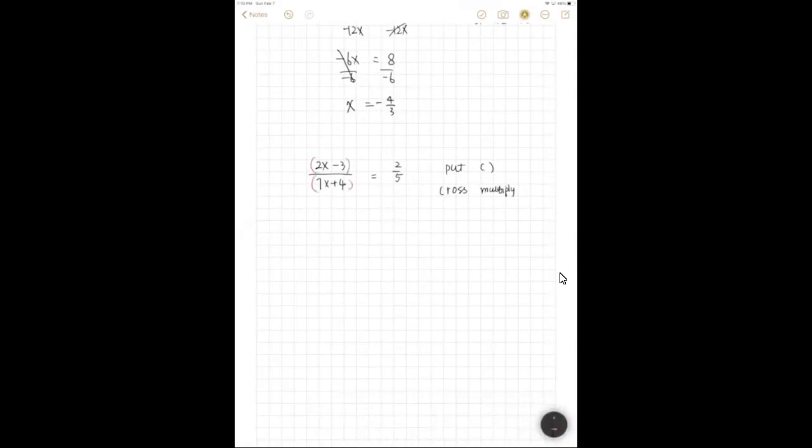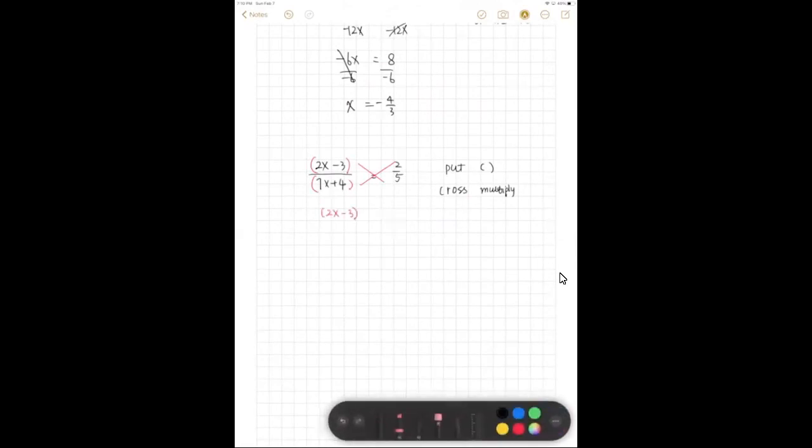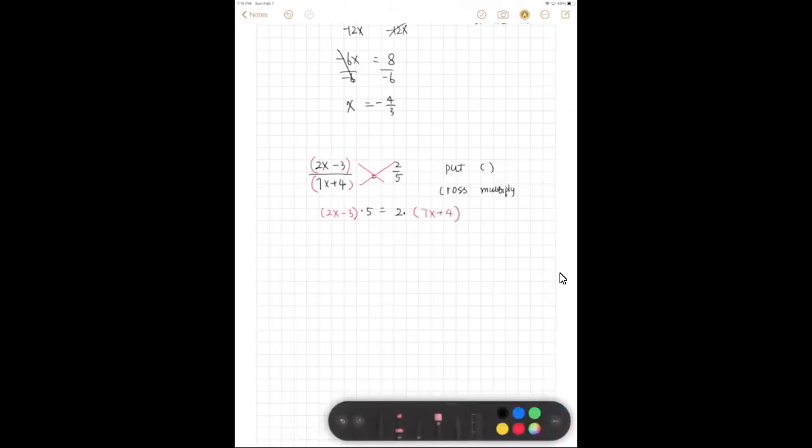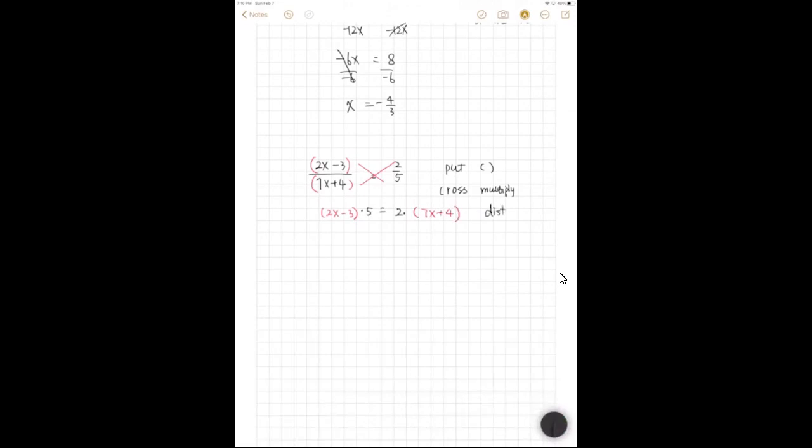Parentheses, parentheses, cross multiply, cross multiply. So I have (2x minus 3) times 5 equals 2 times (7x plus 4). And then the next step is I want to distribute 5 and 2 inside the parentheses.